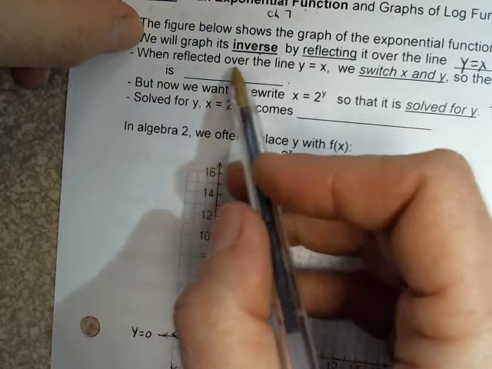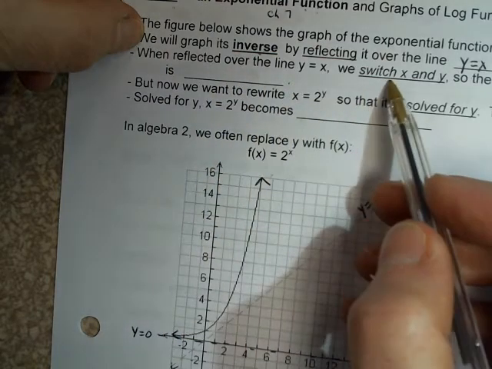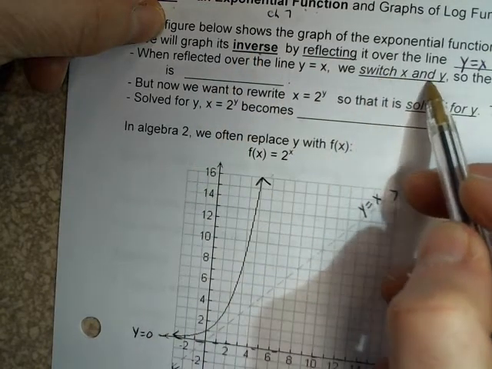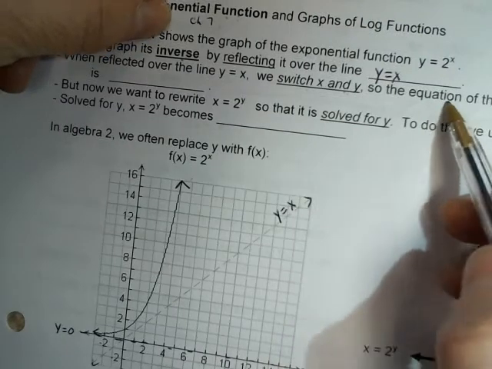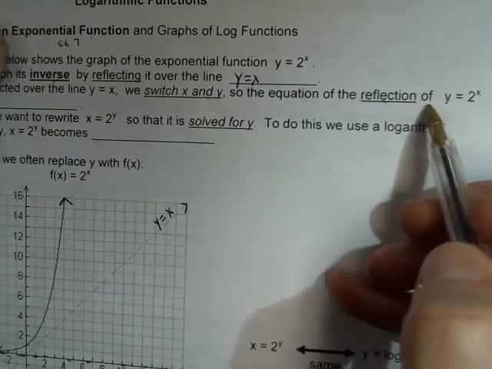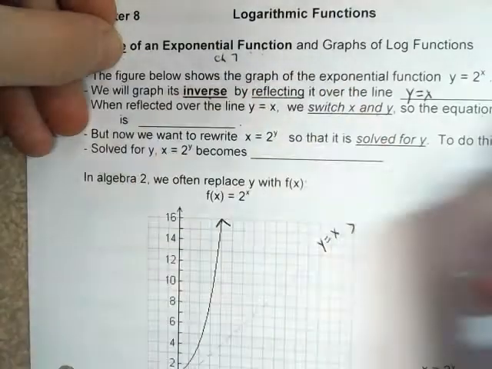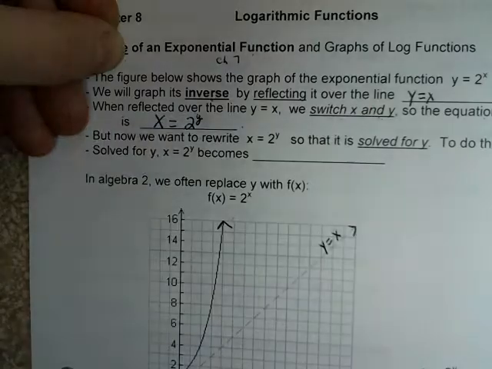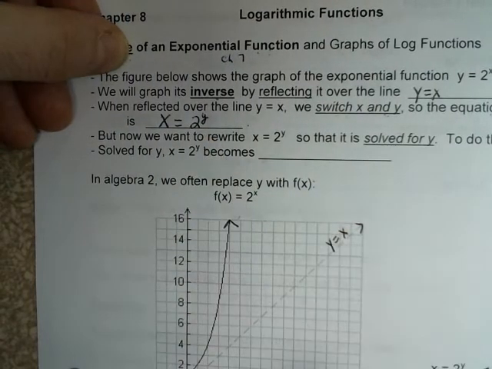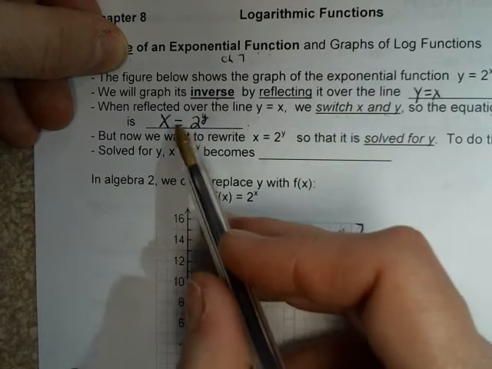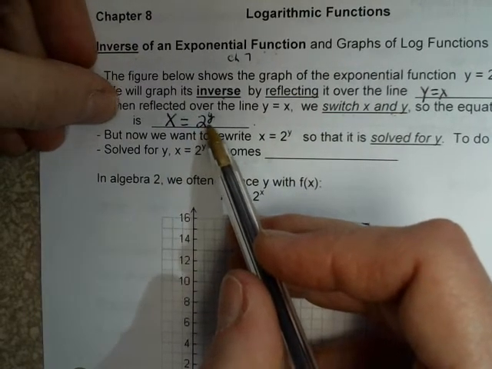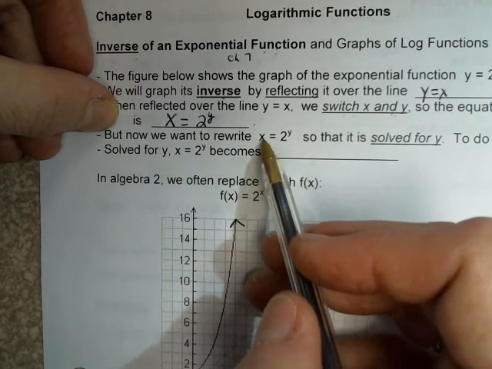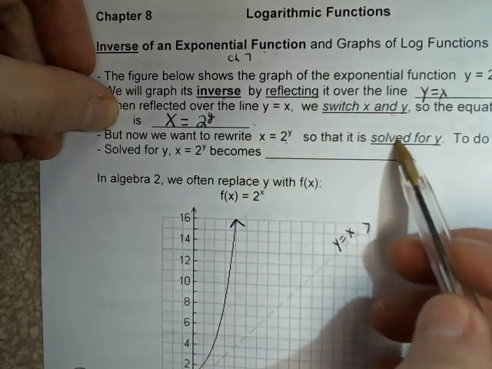This next bullet said when we reflect over the line y equals x, we switch x and y. That's how you find the inverse of any function: you switch x and y. So the equation of the reflection of y equals 2 to the x is, switch x and y, and you get x equals 2 to the power of y. So reflected over the line y equals x, we're going to graph the function x equals 2 to the y. But we usually don't write a function unless it's solved for y. Now we want to rewrite x equals 2 to the y solved for y.